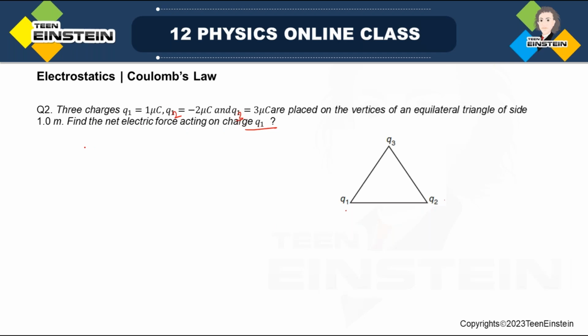I'll actually solve this in two methods. Let us say this is method 1. We'll solve this in two methods. So method 1, let us see what happens. We have seen that Q1, let me write it here, Q1 is 1 microcoulomb.